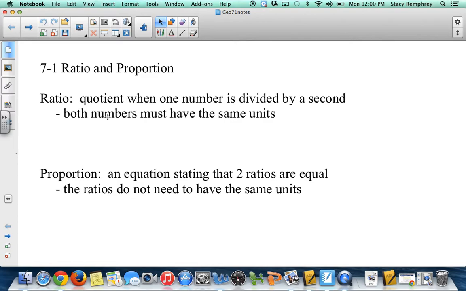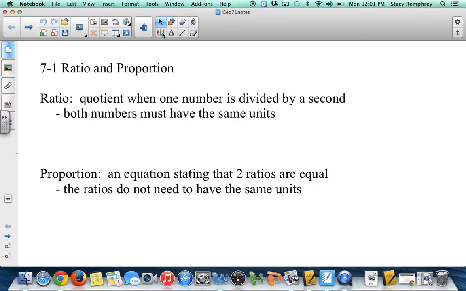A proportion is an equation stating that two ratios are equal. The ratios do not need to have the same units in order to do this. That kind of sounds like it's contradicting itself. Usually when they're different units, it's called a rate versus a ratio. So a proportion is kind of just saying that two fractions are equal to each other.